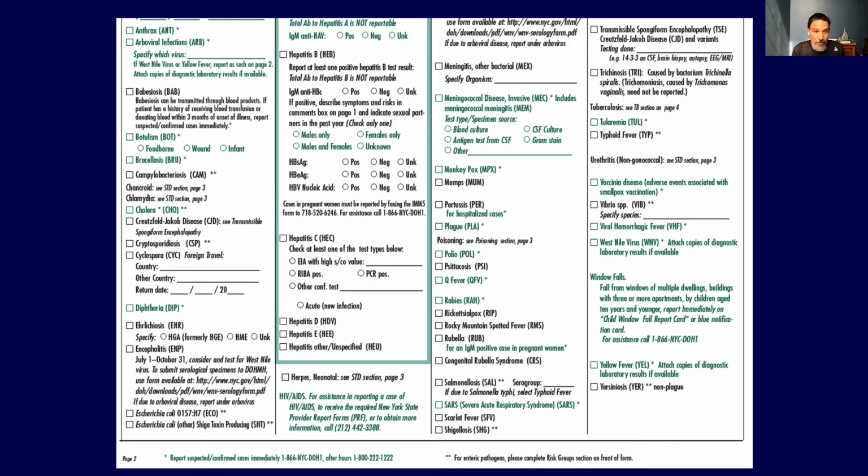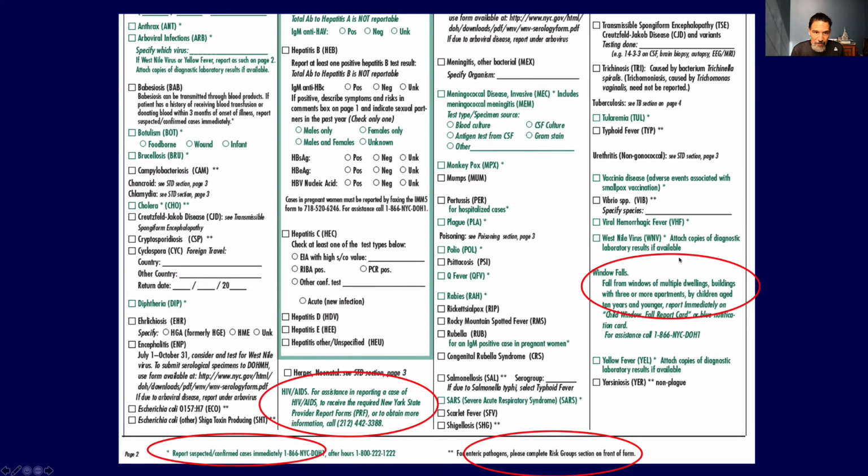Going on to other pages, here you can see another example. Window falls is reportable in New York City. HIV/AIDS is one exception because of state regulations around protecting privacy and confidentiality. There is a separate reporting process for HIV and AIDS that providers use. They don't use the universal reporting form for HIV in New York.